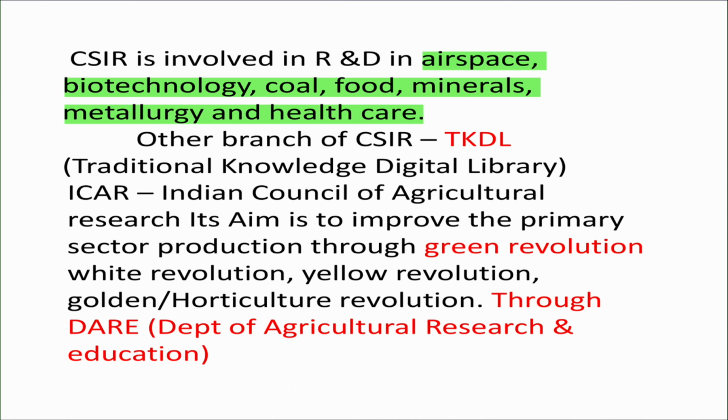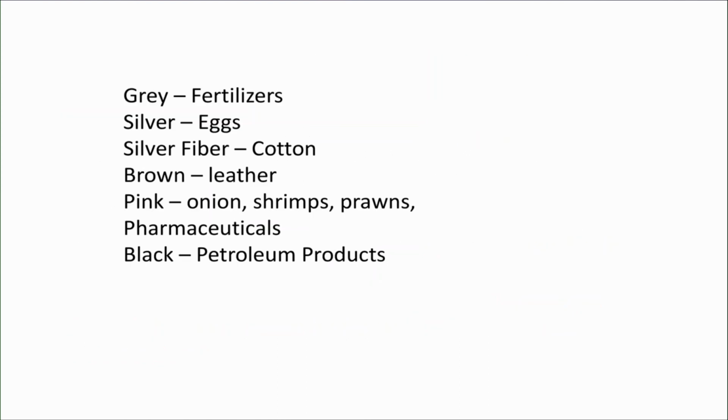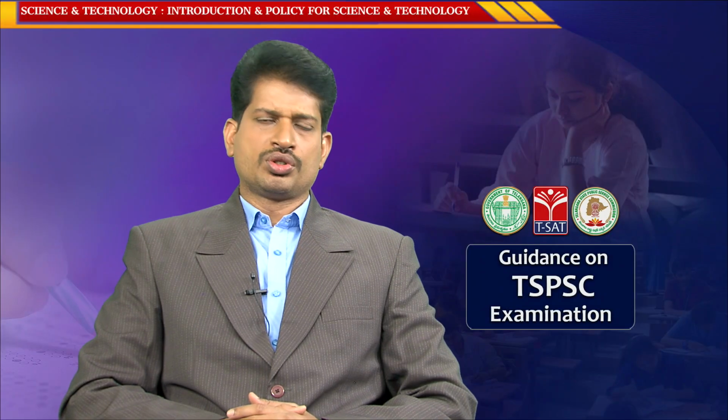It has been executed in terms of white revolution, yellow revolution, golden revolution, which is also known as horticulture revolution. White revolution is increasing the production of milk, yellow revolution is increasing the production of oil seeds, golden or horticultural revolution is increasing the production of vegetables, flowers and fruits. Through these organizations is one of the aims of CSIR. So these are different revolutions which might be useful to you in objective bits.